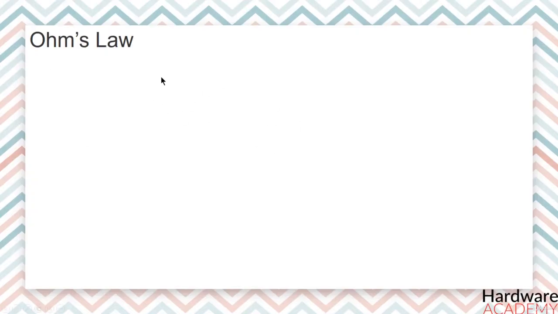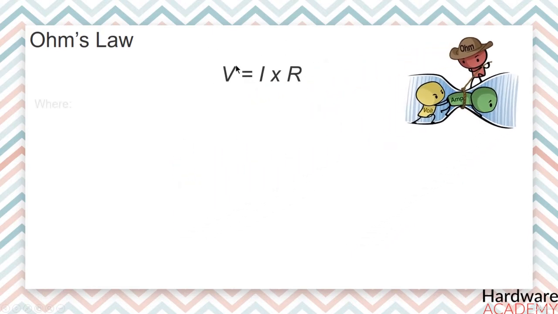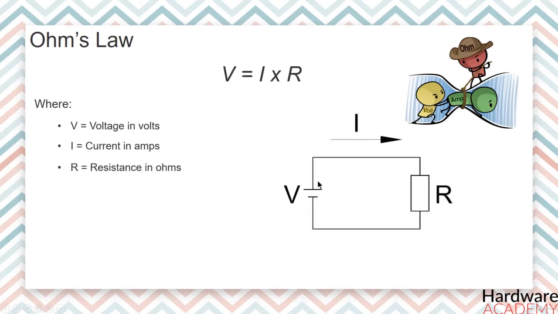As I probably already mentioned, Ohm's law is the bridge between voltage and current. Combining the elements of voltage, current, and resistance, Ohm developed the following formula, where V is voltage in volts, I is current in amps, and R is resistance in ohms, and this is called Ohm's law. Now let's say, for example, that we have a circuit with the potential of 1 volt, a current of 1 ampere, and resistance of 1 ohm. So using Ohm's law, we can say that 1 volt is equal to 1 amp times 1 ohm.